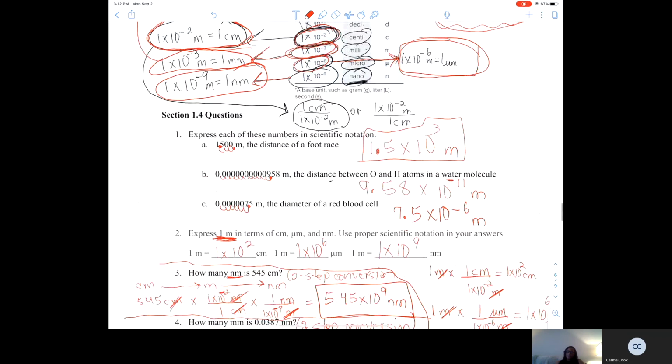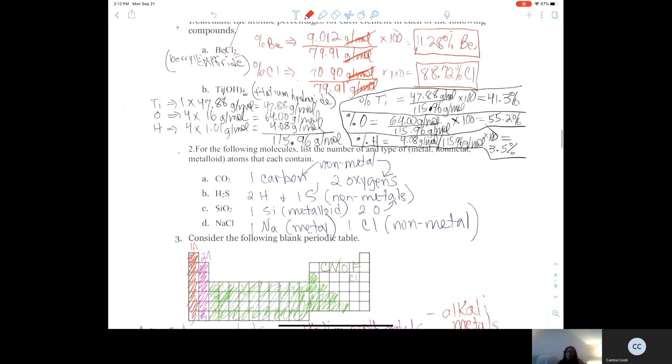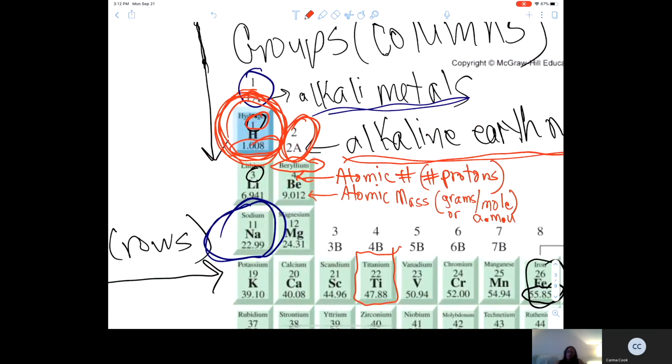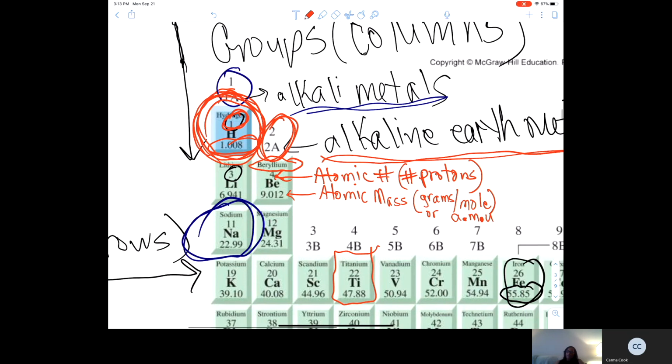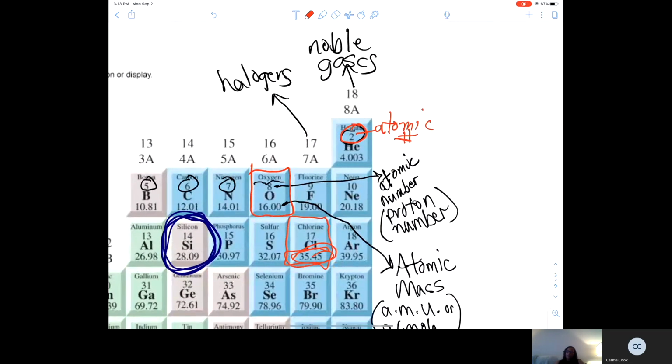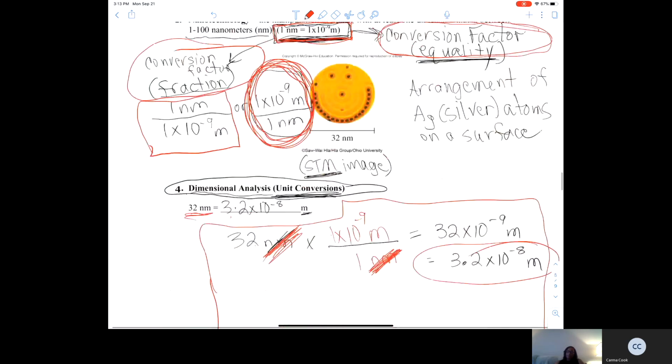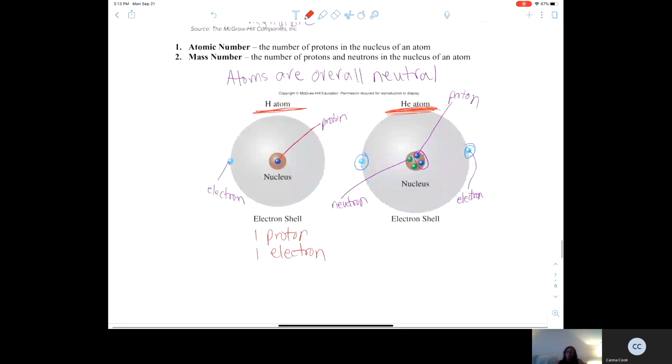Helium has an atomic number that's 2. So helium's atomic number is 2, whereas hydrogen's atomic number is 1. So hydrogen has 1 proton and 1 electron. Helium has 2 protons and 2 electrons. So there are your 2 protons, and there are the 2 electrons. And helium also has 2 neutrons, shown there in the green spheres.